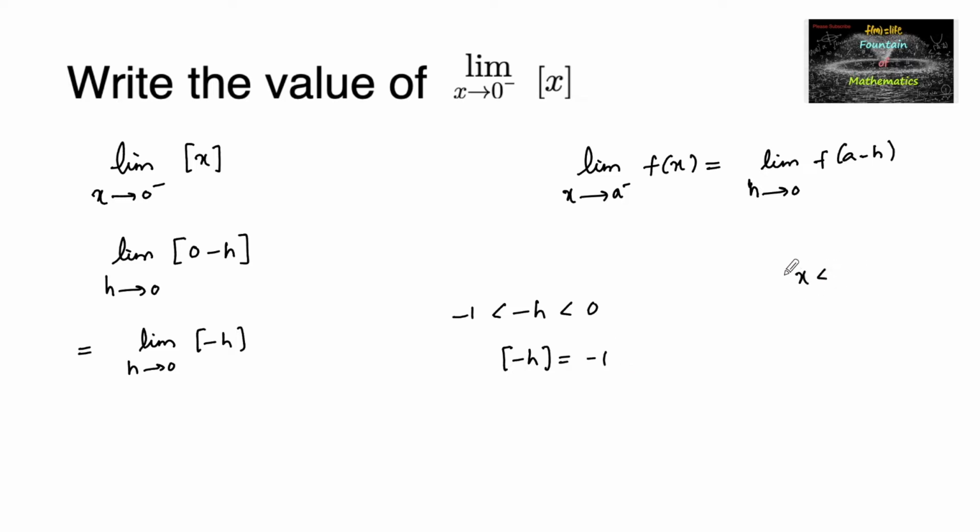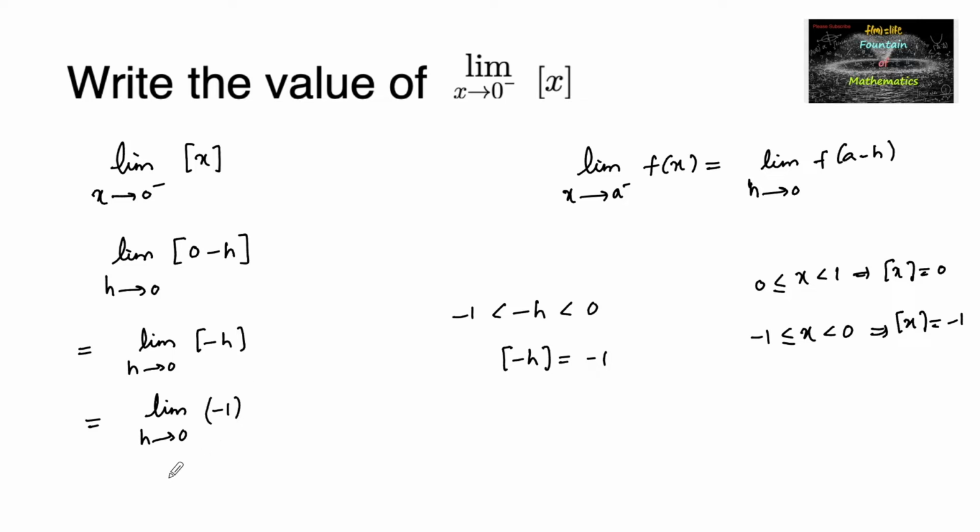Since we know that for x lies between 0 and 1, step x is equal to 0. For x lies between minus 1 and 0, and even including here, we can write step x is equal to minus 1 when it is below 0. So we can give the answer minus 1. So limit h tends to 0, step of minus h value will be minus 1. So the answer is minus 1 because it's independent of h. So the value of limit x tends to 0 minus step x is minus 1.